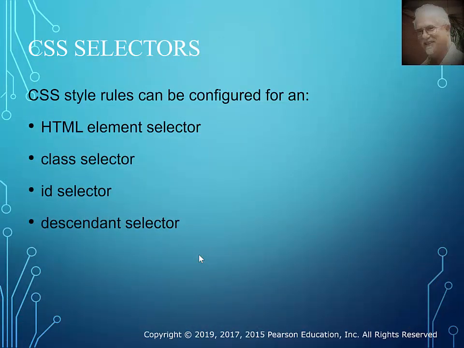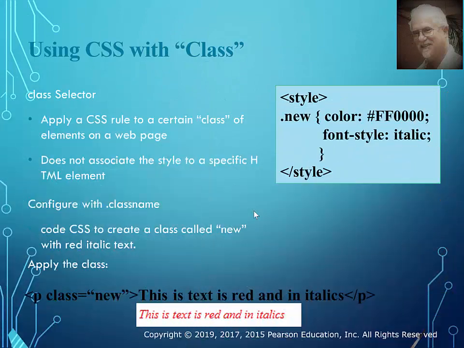Okay, so you have HTML elements you can control. You have class selectors, you have ID selectors, and you have descendant selectors. So you're already familiar with using HTML. We've got the body and H1, H2. Class is something you can define, anything you want to call it, wherever you want. Here we have example .new. Classes begin with a dot, a period. And then again, the syntax for the declaration is the same.